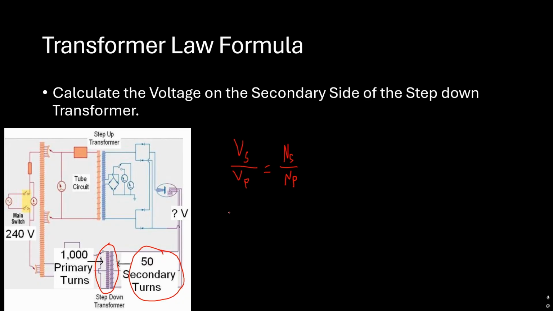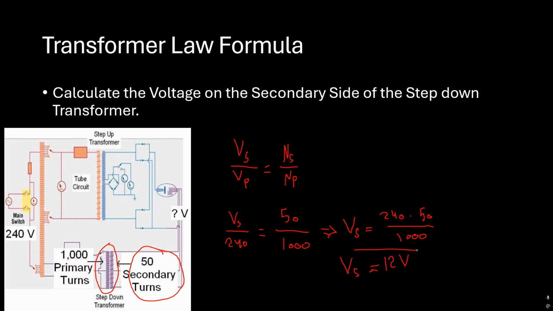So using that, the voltage on the secondary is unknown, and the voltage on the primary is 240 volt, which equals the number of turns on the secondary, which is 50, over the number of turns on the primary, which is 1000 turns. Using all of that, we know that the voltage on the secondary side will equal 240 volt times 50 turns over 1000. By using that, the voltage at the secondary side equals 12 volt. So this is our answer for the voltage on the secondary side.